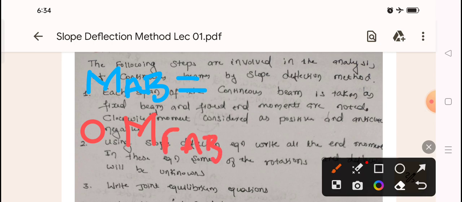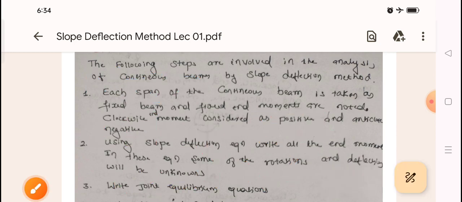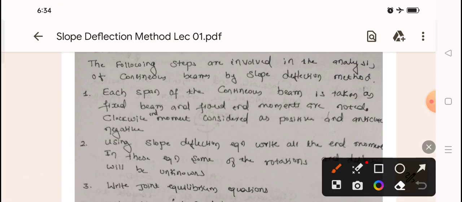MFAB plus 2EI by L into the bracket of 2 theta A plus theta B minus 3 delta by L. This is the formula. So for that one, what is step number 1? For each span of a continuous beam, we are supposed to calculate the fixed end moment. What is step number 1? We have to calculate the fixed end moment for each span.